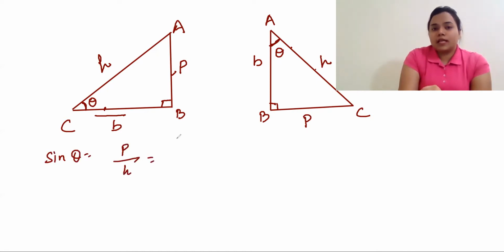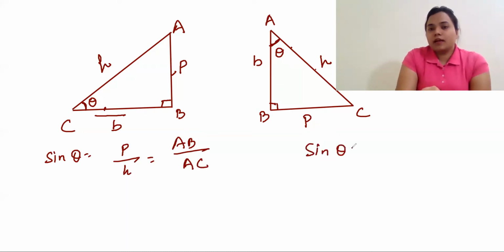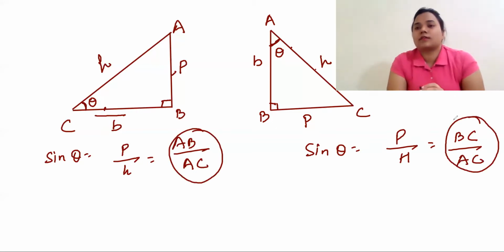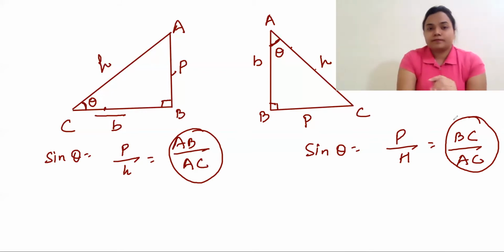So P is AB and H is AC. In this triangle, sine theta will again be P by H. So P is BC and H is AC. So see, the answer only gets changed just with the perpendicular and the base, the whole answer gets changed. So we have to check carefully which one is the base and which one is the perpendicular.